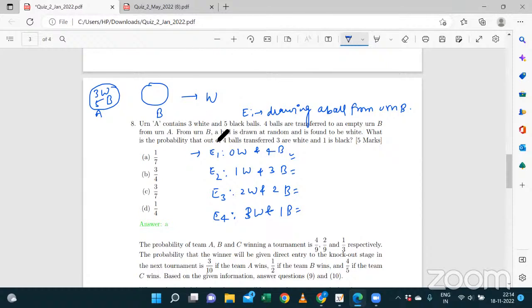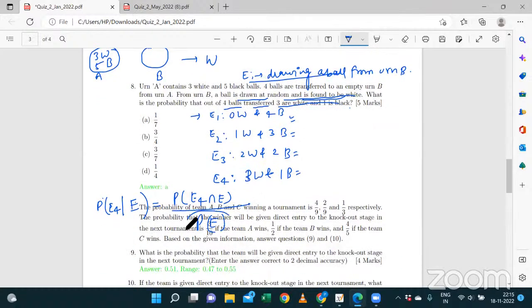So what is the probability? We need to find, of the 4 balls transferred, 3 are white and 1 is black. Excuse me, sir, your voice is lagging. It's okay for everyone. Okay. So I'm saying a ball is drawn at random and is found to be white. White is given to me, right? The event is given to us, that the selected ball is white. What is the probability that of 4 balls transferred, 3 are white and 1 is black? That means we have to find this probability: E4 given E is the probability of E4 intersection E divided by the probability of E. This is Bayes theorem.